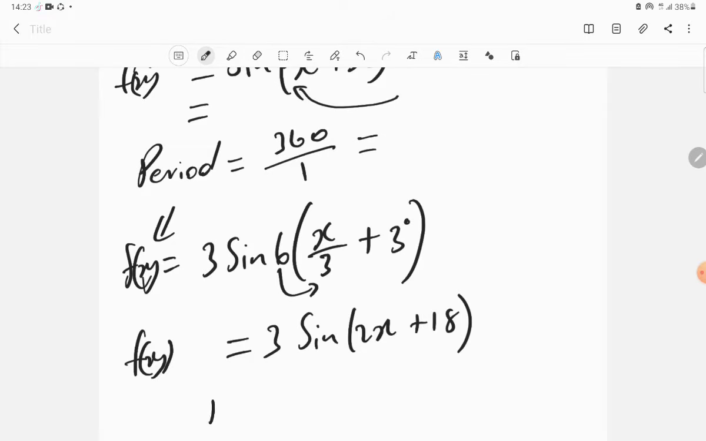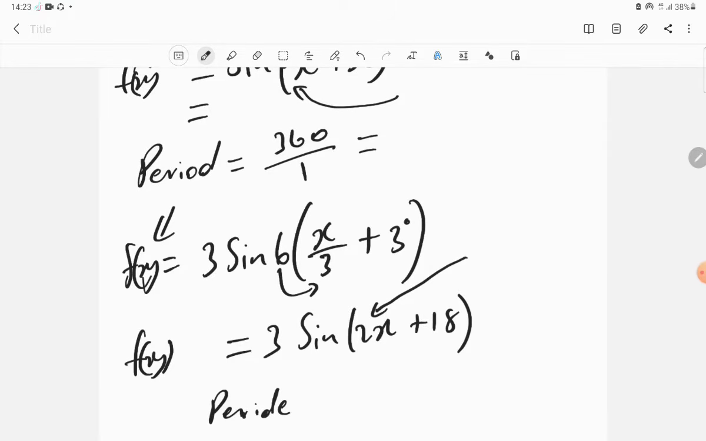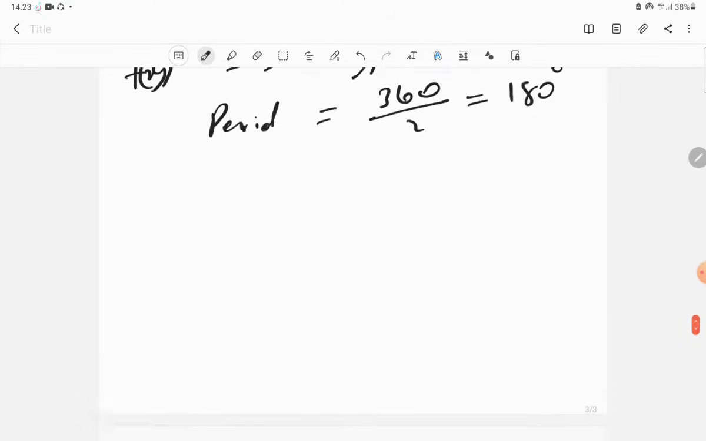So indeed, for the period, we just look at what you call the coefficient of the angle. The coefficient of the angle is really equal to just 2. So the period is going to be 360 divided by that 2, which is going to be 180 degrees. So that is what we have.